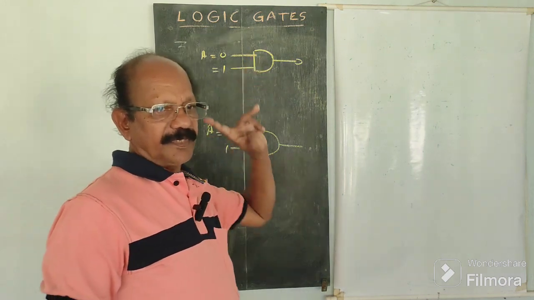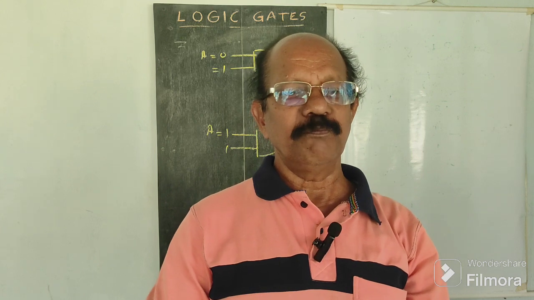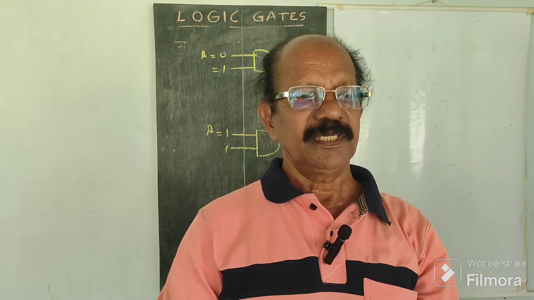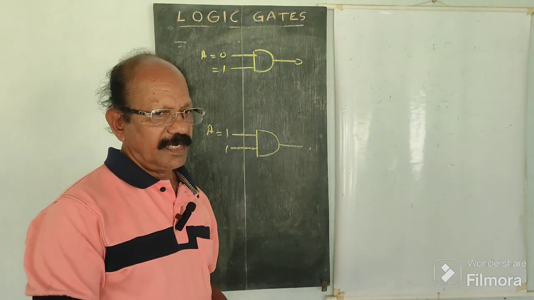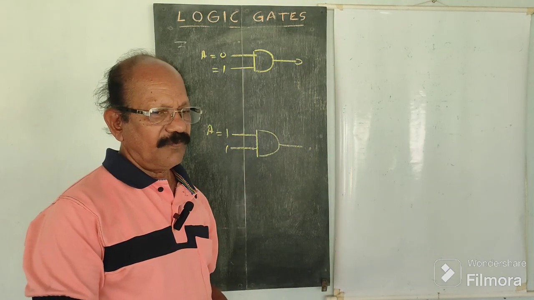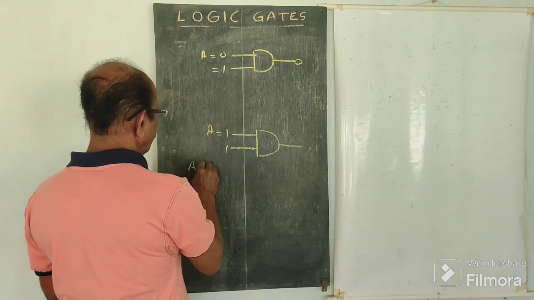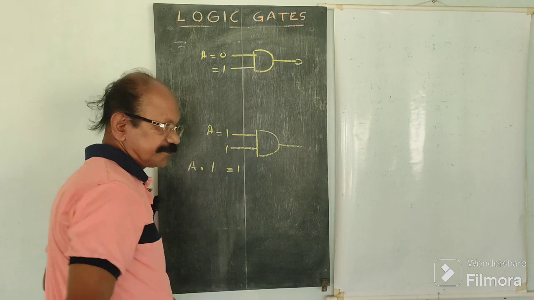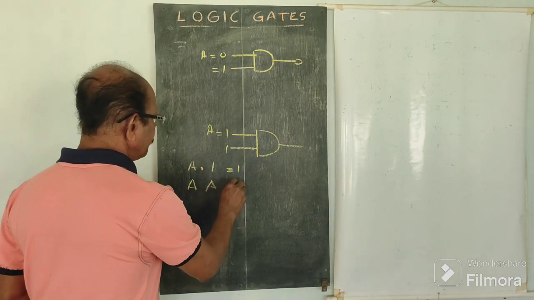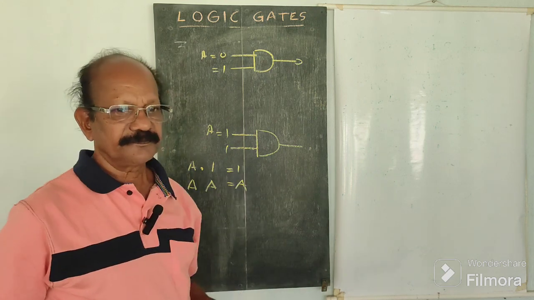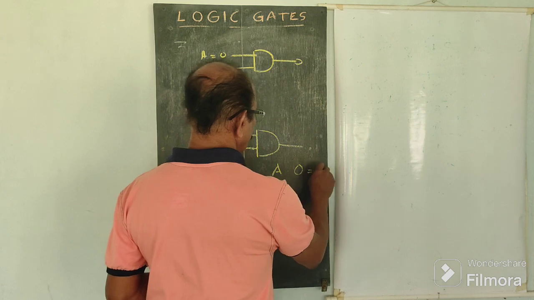See, in general, we can put the laws of Boolean multiplication in the following way. A and 1 is equal to A. A and 0 is equal to 0.